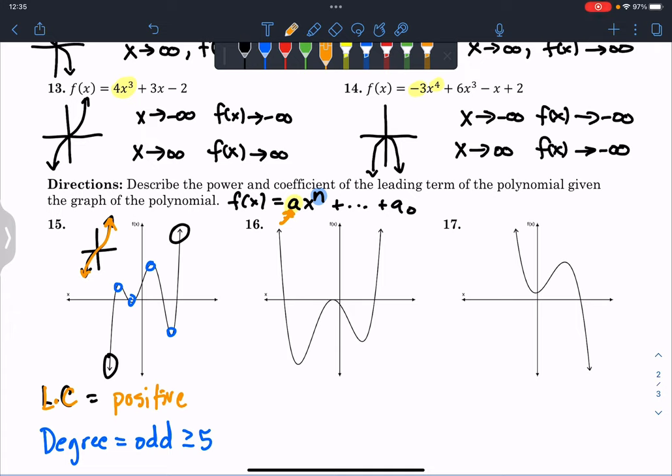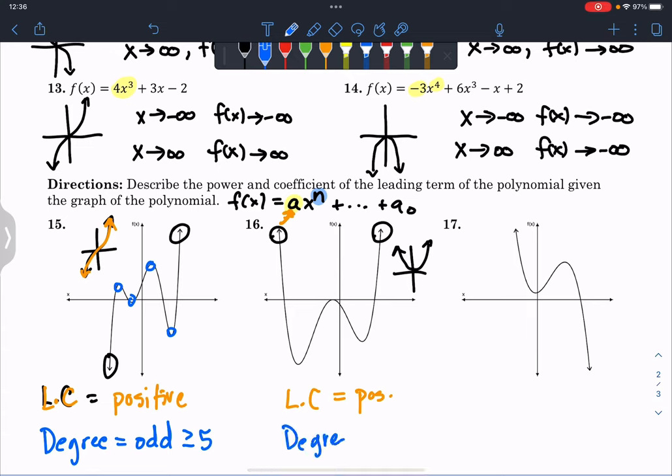Now for number 16, since the end behaviors of this polynomial are both increasing without bound, that means that it's behaving exactly like this power function here. And these power functions occur when the exponent is an even number and the leading coefficient is positive. So our leading coefficient is a positive number, and the degree is an even number greater than or equal to 4, since it turns a total of 4 times.